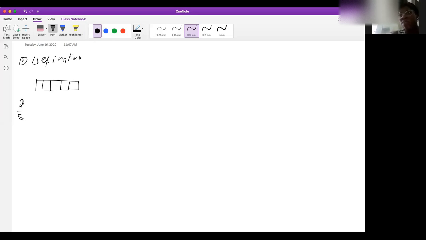Then we take 2 out of them. We're going to shade this one, for example. Shade another one. So this shaded area represents 2 out of 5 of this whole piece. So fraction is portion. Fraction means portion of something.